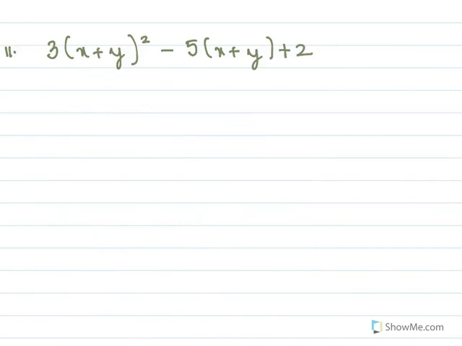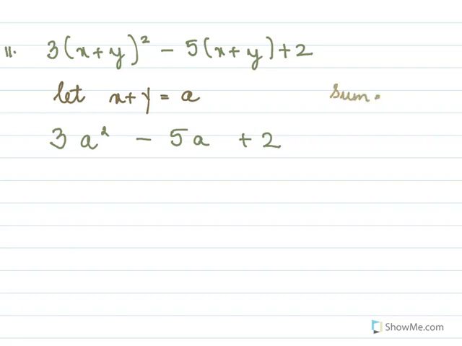Here's another sum. Now this has to be done a little differently. We will take x plus y and say let it be equal to a. So let x plus y equal to a, which means now it becomes 3. Remember x plus y is a, so this is a square. 5, x plus y is a, so this is a plus 2. Now we need to find two numbers. The sum should be here minus 5. And the product should be 3 into 2, so that is plus 6. And the factors will be minus 2 minus 3.